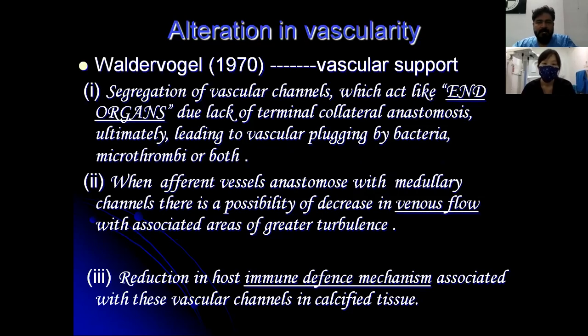In 1970, it was suggested that there is segregation of vascular channels, which are like end organs. So this is like an end organ, because it ends here at the mental foramen. Are you getting it? Yes. Due to lack of terminal collateral anastomosis, this ultimately leads to vascular plugging by bacteria and microthrombi or both. When afferent vessels anastomose with medullary channels, there is a possibility of decreased venous flow, with areas of greater turbulence. So there is reduction in the host immune defense mechanism associated with these vascular channels in calcified tissue.